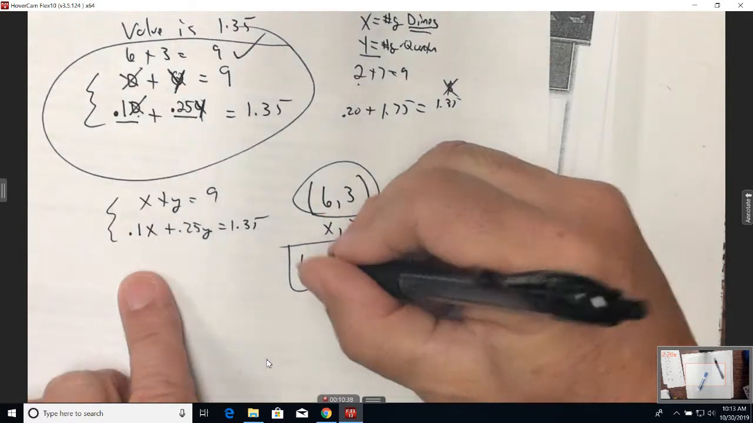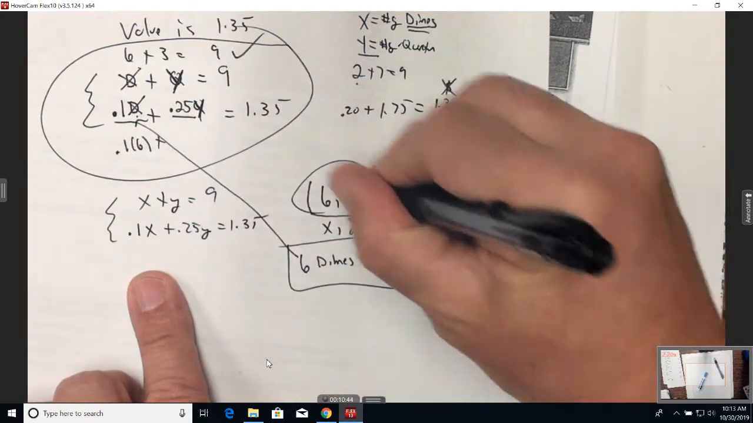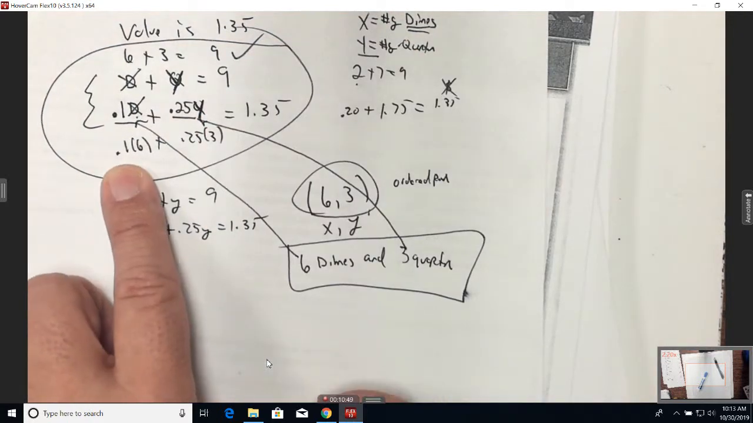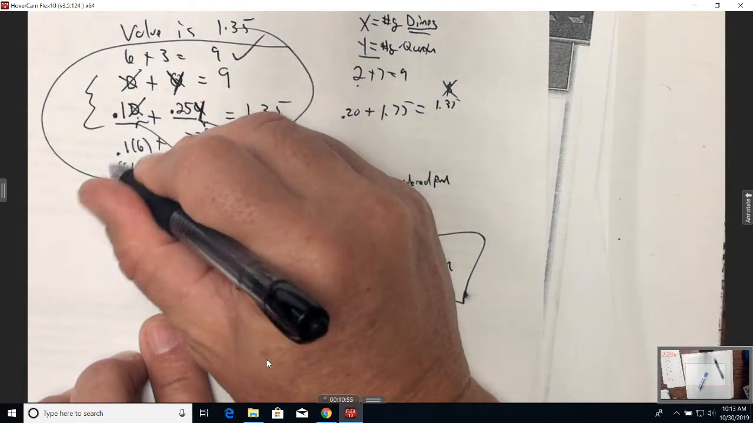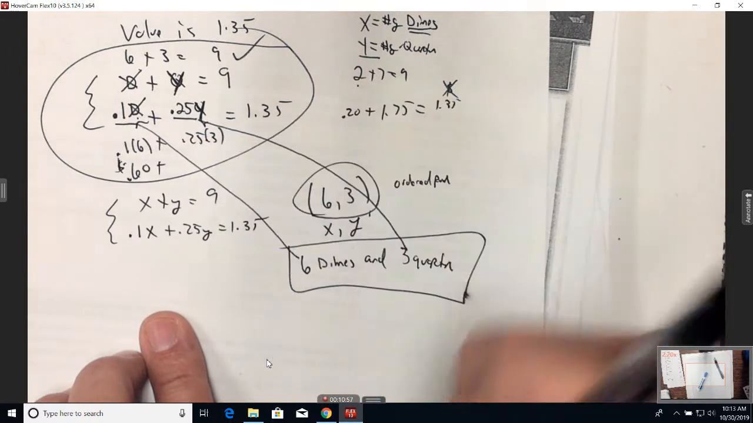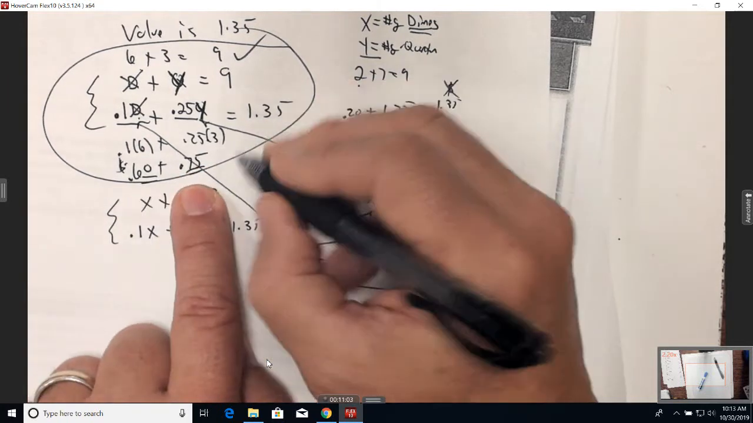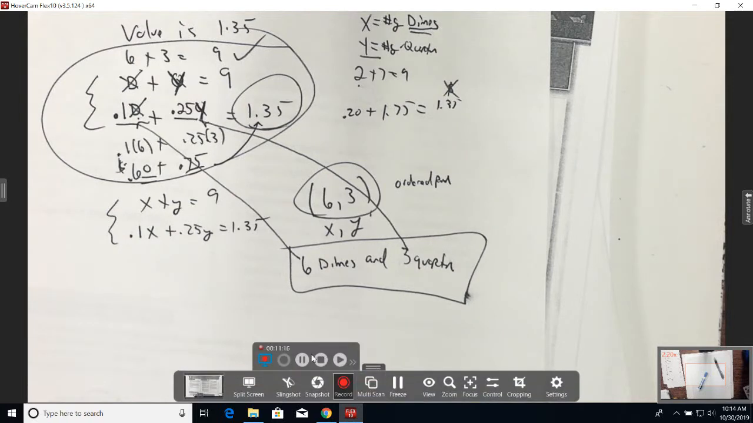true. And that exact same x, which is 6, so 0.1 times 6 plus that same y, which is 3, 0.25 times 3. When I take 6 dimes times 10 cents each, that would be 60 cents plus, what's 25 cents times 3? 3 quarters is worth 75 cents. What's 60 cents plus 75 cents? $1.35. That same x and same y made the second equation true. Do you understand? And that's how difficult it is. You just got to be able to set up the equation in your technology.